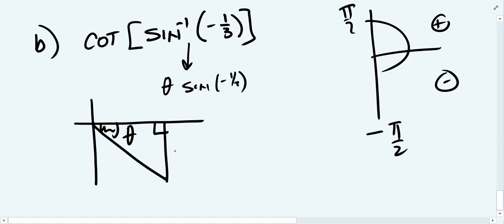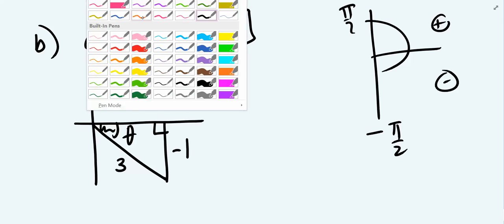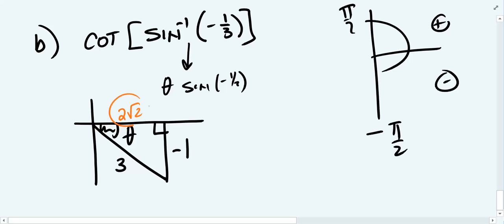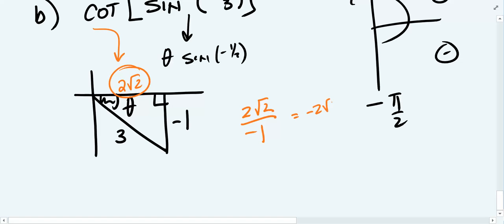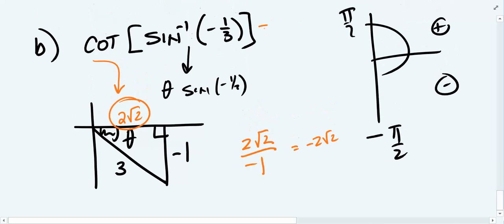So therefore, by the Pythagorean theorem, I know this side happens to be 2√2, because I've done the work ahead of time. Okay? Now, what do I want? I want the cotangent of that picture. Right? The cotangent is defined as x over y, right? So that's going to be 2√2 divided by -1, which is going to be -2√2. So the answer to this is -2√2. Okay?